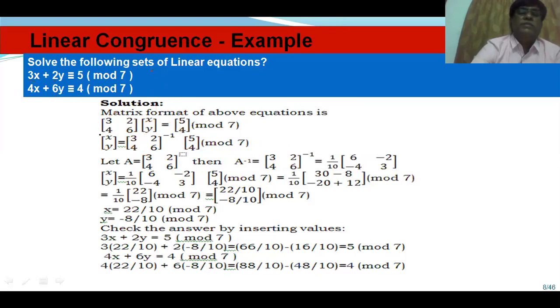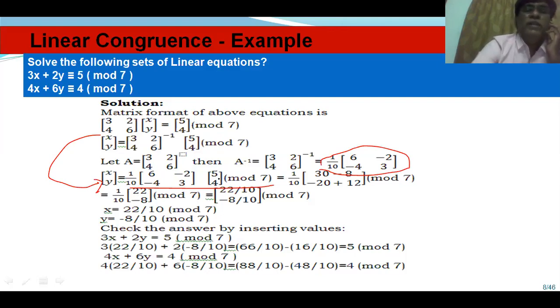As per this equation, (x, y) is equal to the inverse of the matrix [3, 2; 4, 6] times [5, 4] mod 7. That means the A inverse matrix is this one: 1 by 10 times [6, -2; -4, 3], times [5, 4] mod 7. So this is the x, y value.